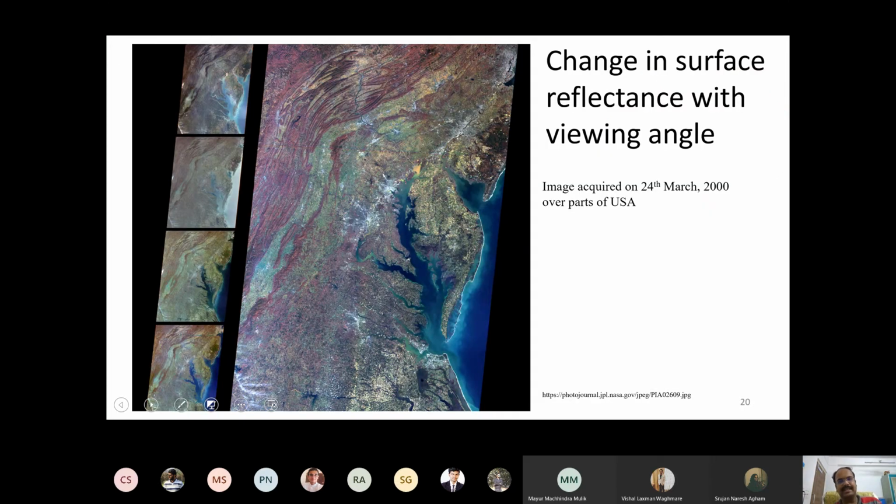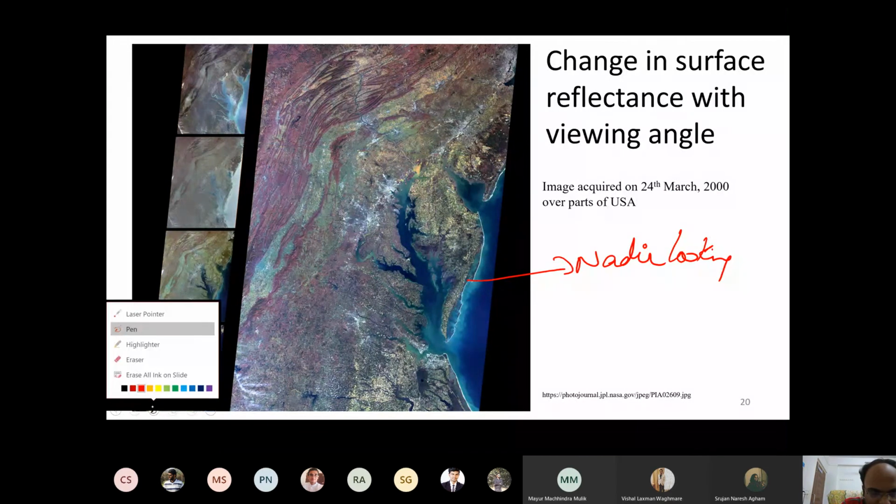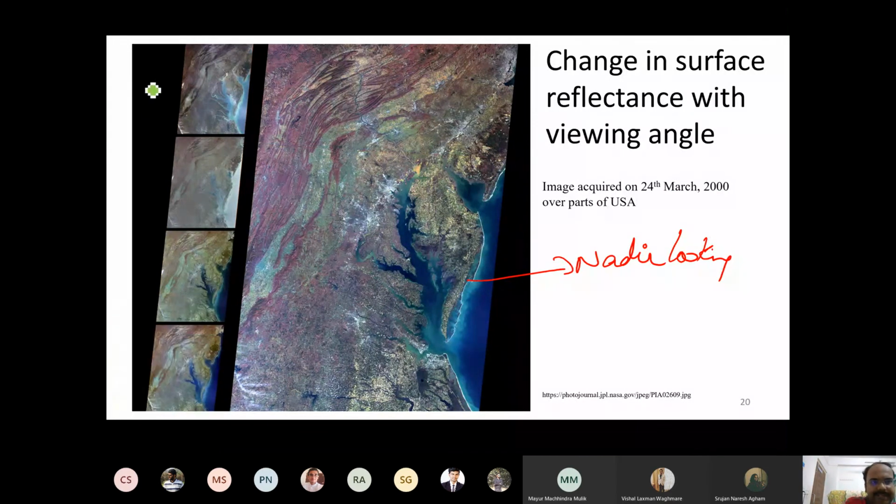So this is another example from the same sensor, MISR, but under clear atmospheric conditions. This bigger image is for a nadir looking image, and all the smaller images are essentially different angles. This is forward looking 70 degrees, forward looking 45 degrees, backward looking 45 degrees, backward looking 70 degrees. That is essentially different view angles in the forward and backward directions.